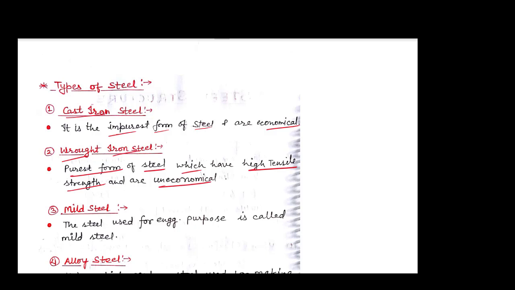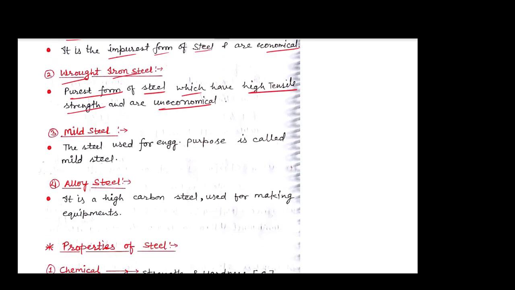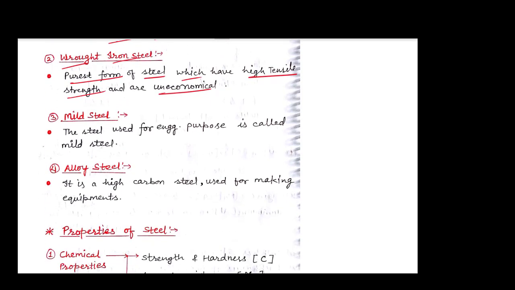Third one is mild steel, which we also used in RCC. The steel used for engineering purposes is called mild steel. As you know, Fe 250 grade was used for the mild steel, which we have used in RCC construction. And fourth one is alloy steel. It is a high carbon steel which is used for making equipment.